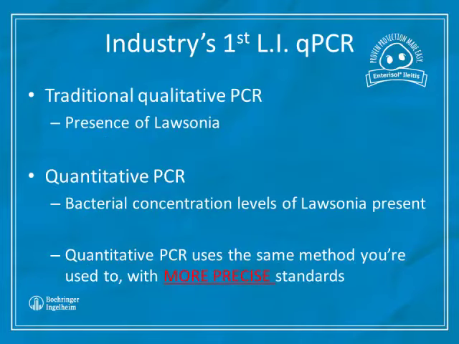So your traditional qualitative PCR is just looking at the presence, yes or no, of Lawsonia, but now the quantitative PCR will actually give you the bacterial concentration levels that are present of Lawsonia in the fecal material. So the quantitative PCR at HMC uses the same methods that we're used to for PCR, but with more precise standards.